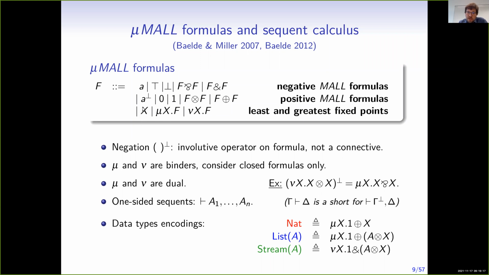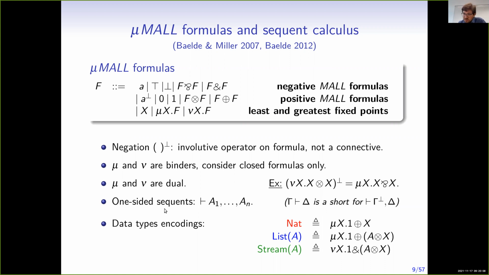And we extend this logic with fixed point variables and the construction of a least fixed point formula and a greatest fixed point formula. So mu and nu here are binders, which bind the occurrences of x in F. As usual in linear logic, negation is involutive, and it's not a logical connective. It's an involutive operator on formulas. And on mu and nu, it extends this duality. For instance, the dual, the negation, of the formula mu x, x tensor x, will be mu x, x par x. And notice that here, we do not introduce any negation on those fixed point variables. That's the way we should formulate negation here.